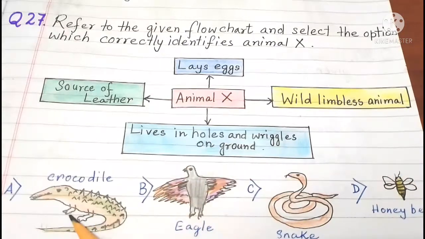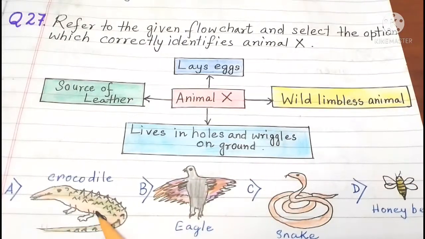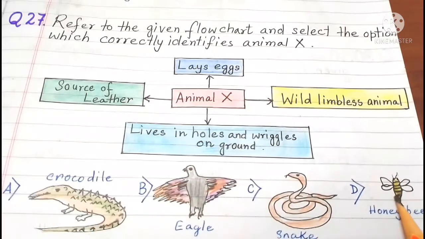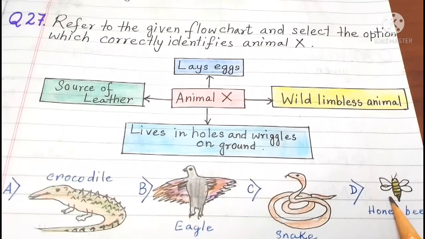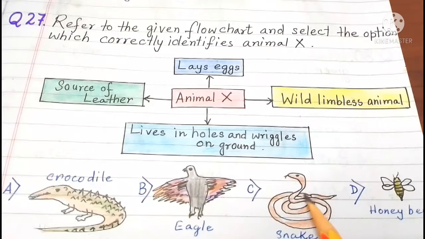Okay, it has limbs, it has got legs and hands. So actually 4 legs. Now this honeybee doesn't live in holes. Okay, it lives in hives. Hives are not holes actually. So only option we are left with is snake.